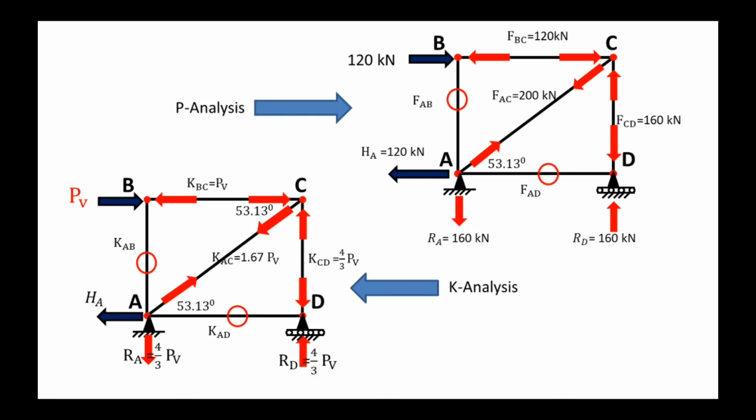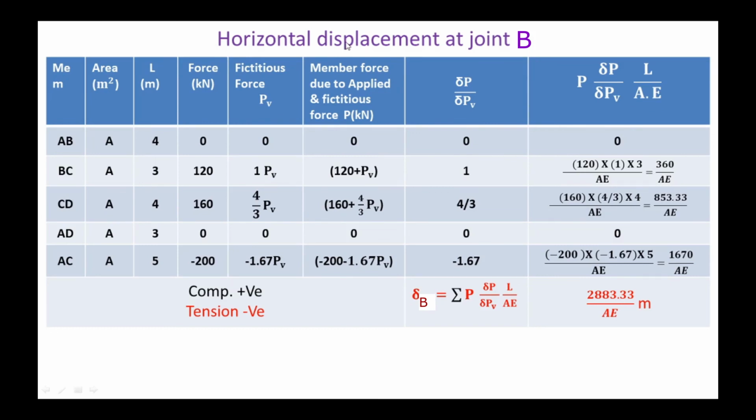Now prepare the table. Look here. This is a table for horizontal displacement at joint D. The first column is the members AB, BC, CD, AD and AC. Here the area we have taken as constant A in meter square. Length in meters is 4, 3, 4, 3 and 5. Now this force is due to the applied load. Member force due to applied load is 0, 120. Here we are assuming that compression is positive and tension is negative.